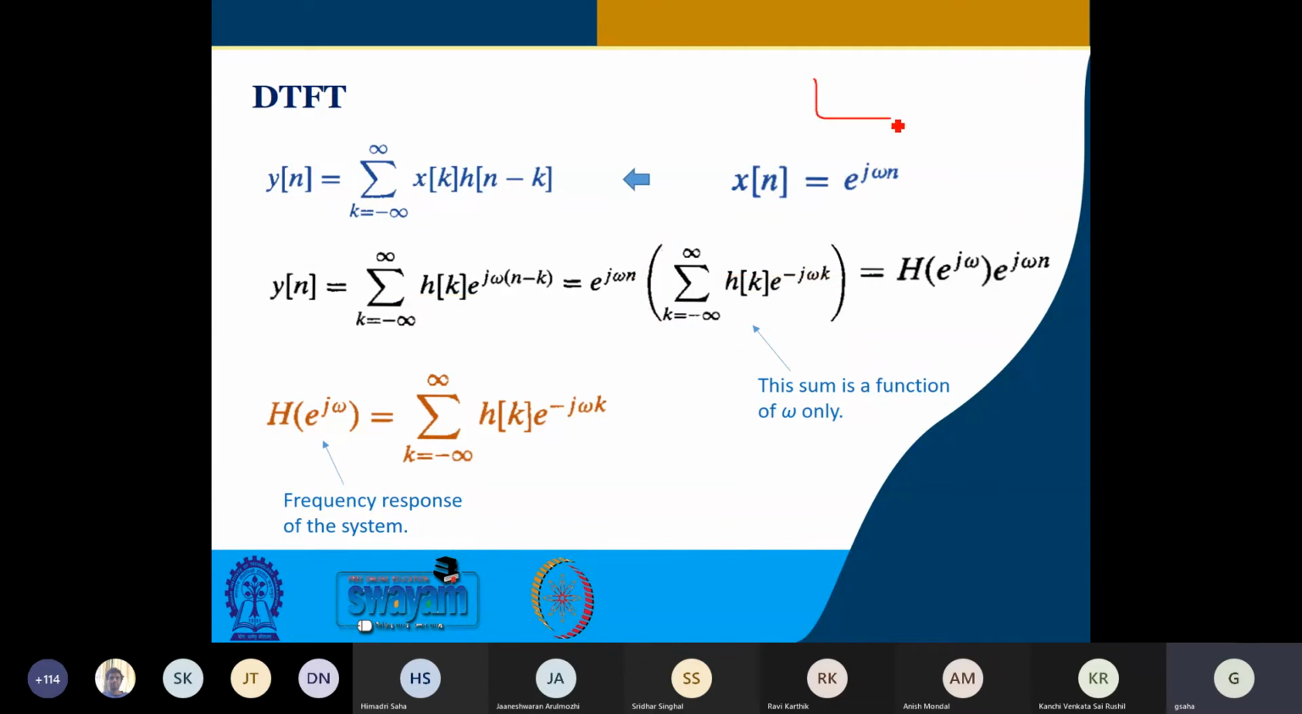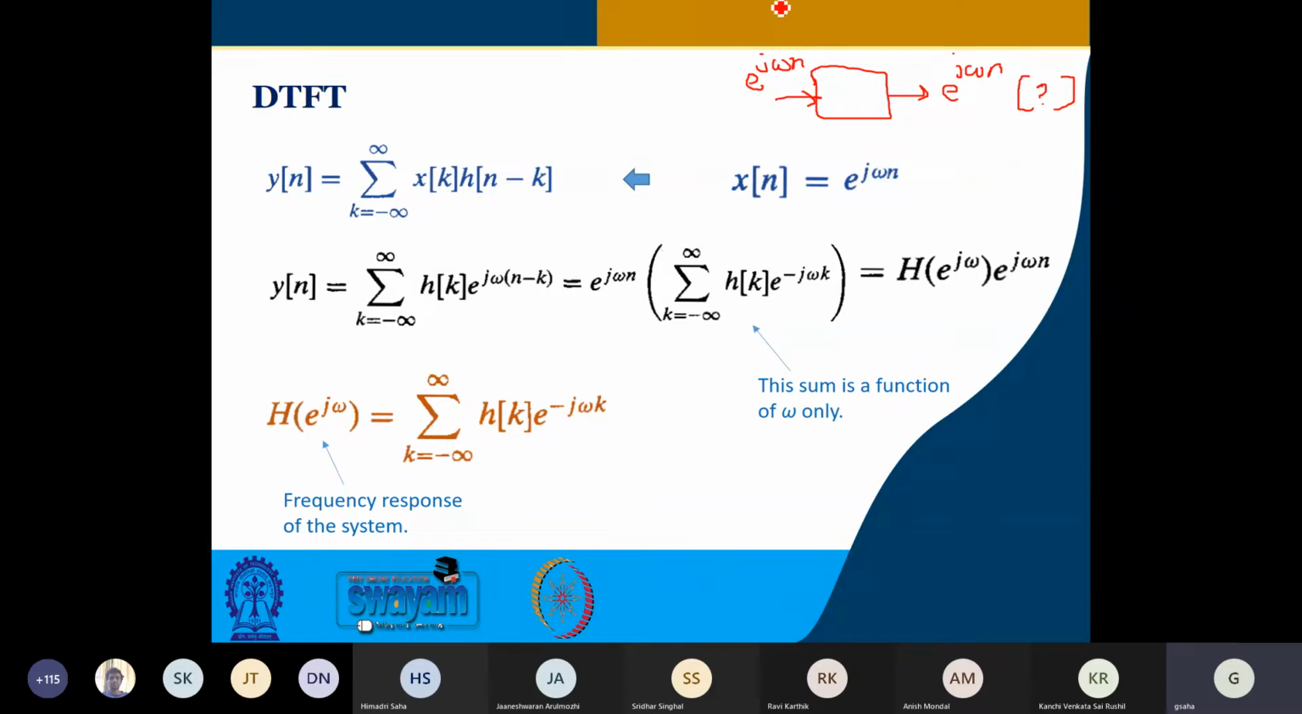Okay. That means if I excite the system with e to the power j omega n, whatever I get at the output, of course it is an LTI or LSI system. That's why we are writing these convolution equations in this manner. So the output is e to the power j omega n only, but multiplied by some quantity. Now what is this quantity and what is its physical significance? That part we are trying to understand here.